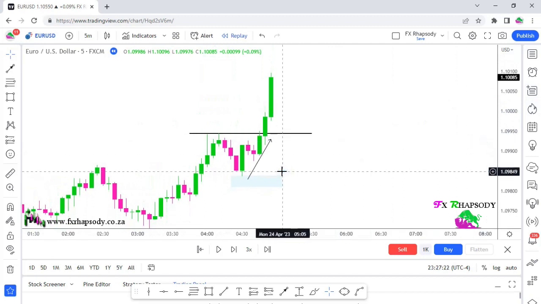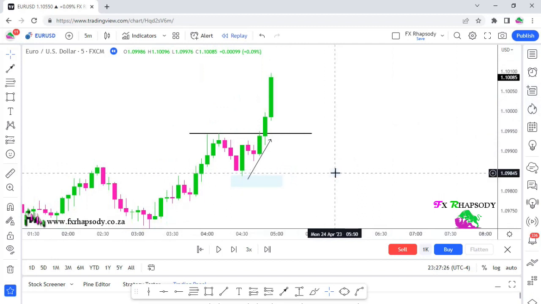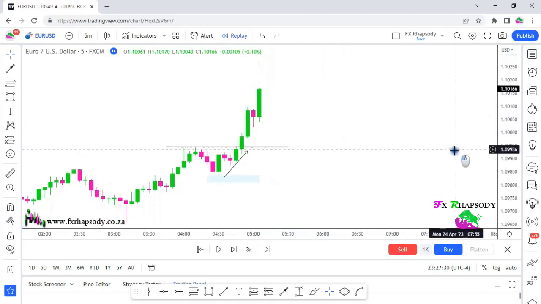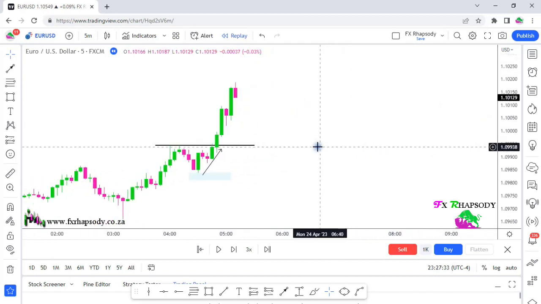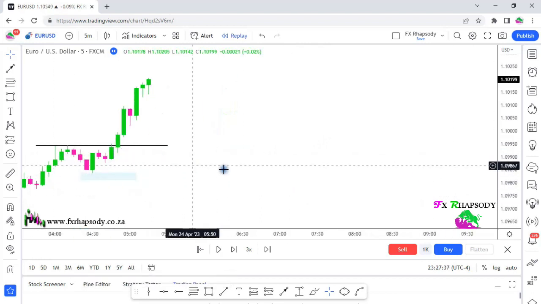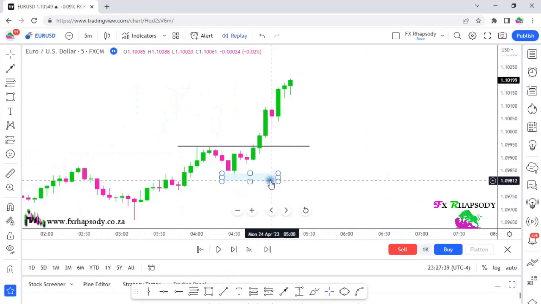So now what I want to do is wait and see where my next swing is going to be, my swing high and swing low. So I'm just going to take this out, I just don't want to confuse you guys too much. So we're already in this buy trade. Okay, I'm just going to leave that there.